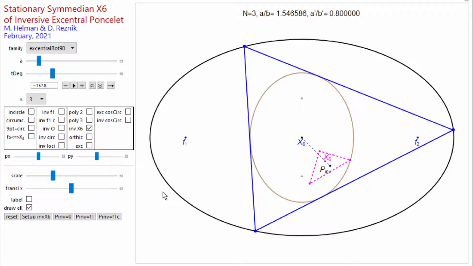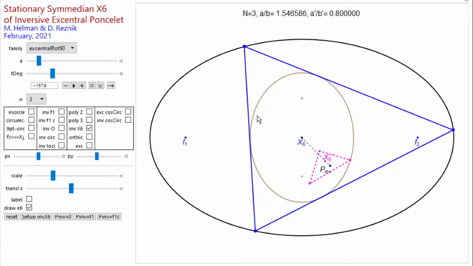But it is a circle of any triangle centered on its Symmedian point, x6, with radius given by a very simple expression. The product of the side lengths divided by the sum of the squared side lengths. So if you have a triangle with side lengths a, b, c, the radius of this cosine circle is going to be something like abc divided by a squared plus b squared plus c squared.